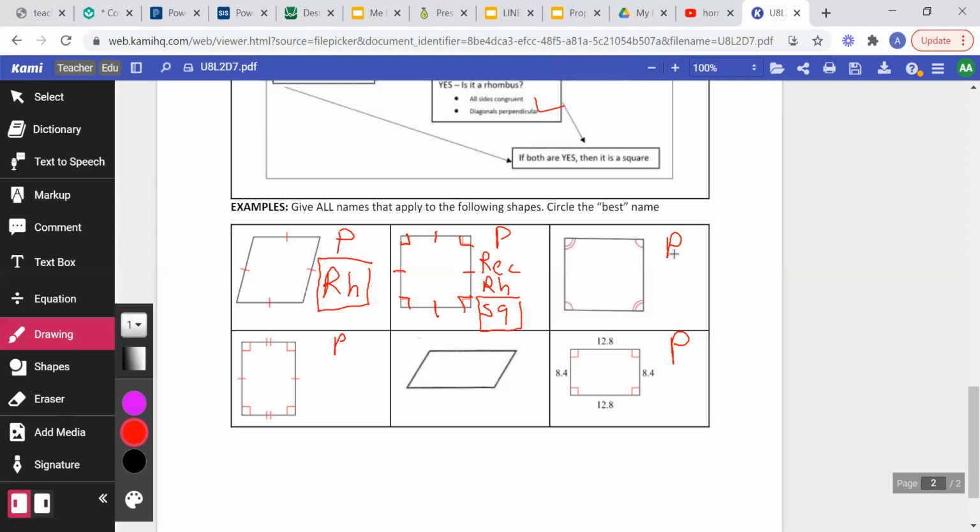Does it show that it's a rectangle? In a rectangle, we said all angles are congruent. Are the angles here congruent? No, so this cannot be a rectangle.